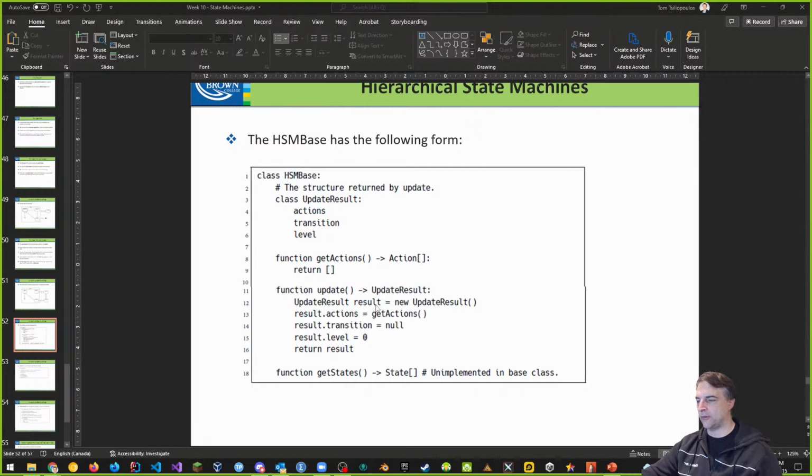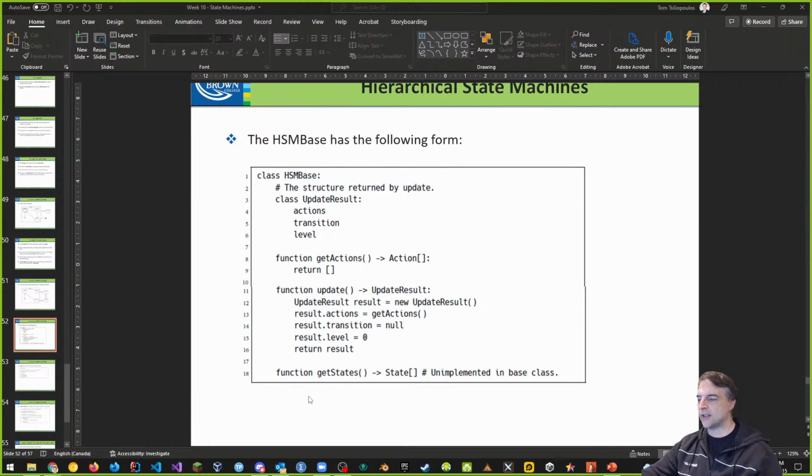We make a new update result, a temporary object result, and we say that result.actions is equal to get actions, whatever the actions are that we're currently taking, as an example. The result transition starts off as null, so we don't have a transition. The result level is 0, so that's the highest level, the 0th level, or the base level, if you will. And then we return the result back out. So that's what this does with the hierarchical state machine base, right?